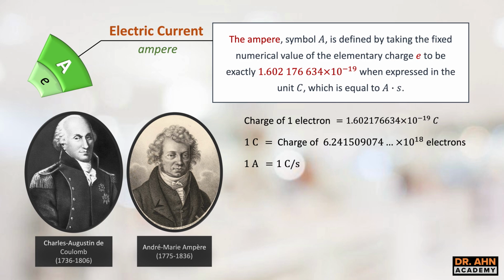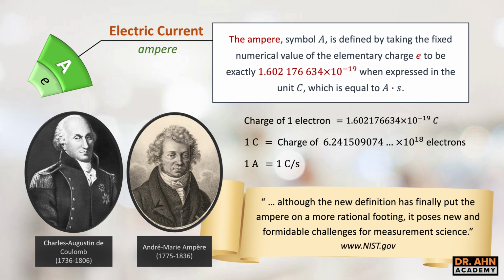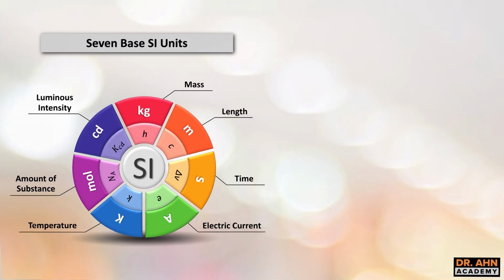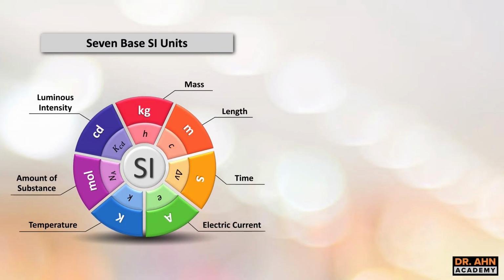Now, in the physics community, there has been a hot debate whether the ampere should be changed to a derived unit and the elementary charge E must be a base unit instead, since the electric charge E is defined to be an exact number in 2018. Well, all these debates are summarized in one simple sentence posted on the NIST official website. And let me read that. Although the new definition has finally put the ampere on a more rational footing, it poses new and formidable challenges for measurement science.